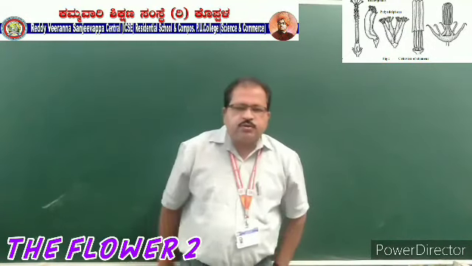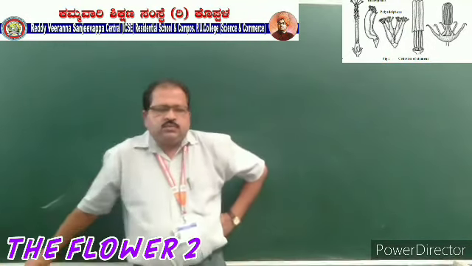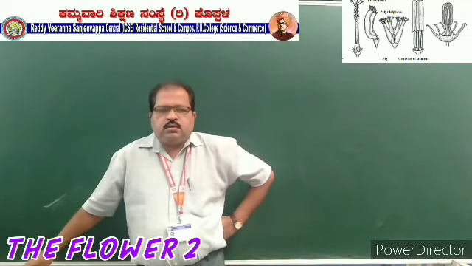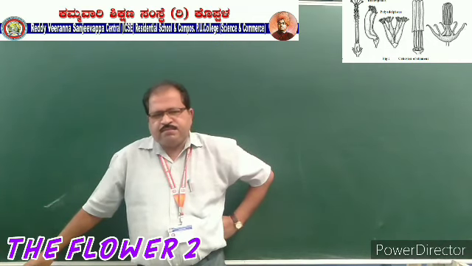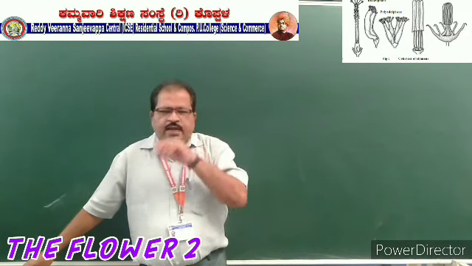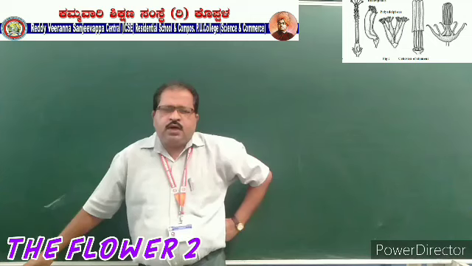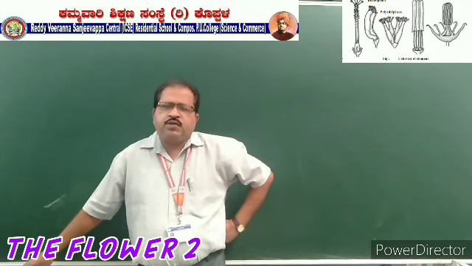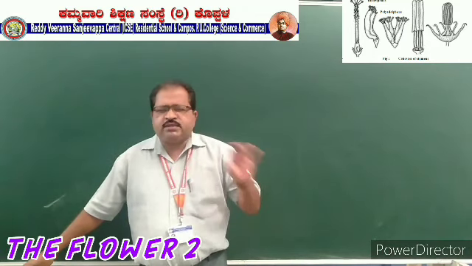We are discussing the parts of the flower: calyx, corolla, androecium and gynoecium. These parts we are discussing. Already we have discussed the calyx and corolla, how they are arranged and their types, and also their function.